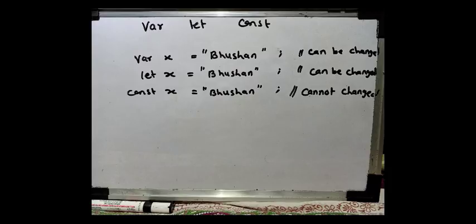Using var we can declare a variable. We did it in JavaScript. Using let we can declare a variable. We have done it in Angular. Using const also we can declare a variable. The specialty of const is you cannot change the value. In this case, Bhushan is the value. You cannot change it if you are using const. But if you are using var, you can change it. If you are using let, yes, you can change it.